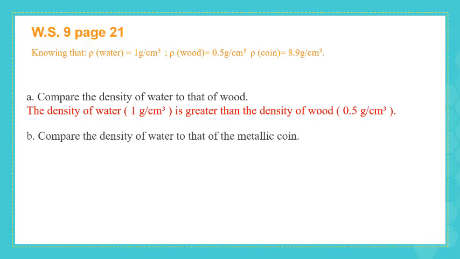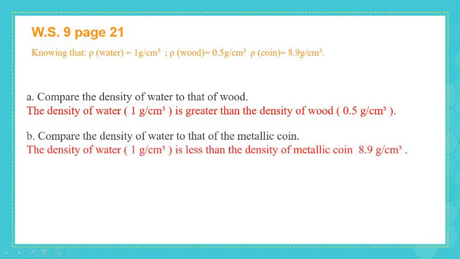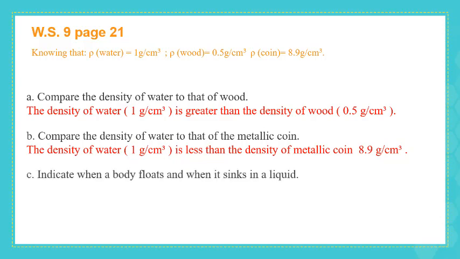Part B, you have to compare the density of water to that of the metallic coin. So this is the density of water and this is the density of the metallic coin. Then the density of water, that is 1 gram per centimeter cube, is less than the density of the metallic coin, that is 8.9 gram per centimeter cube. Part C, indicate when a body floats and when it sinks in a liquid.